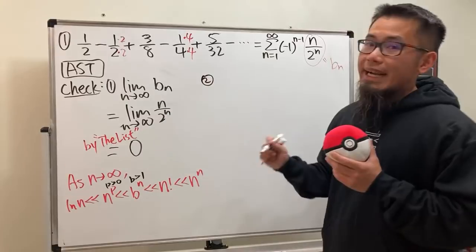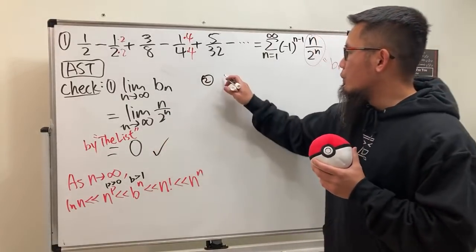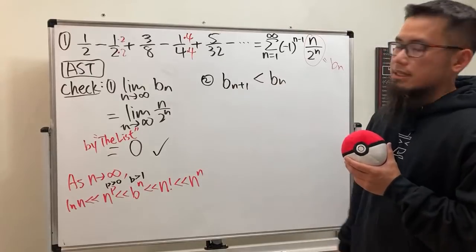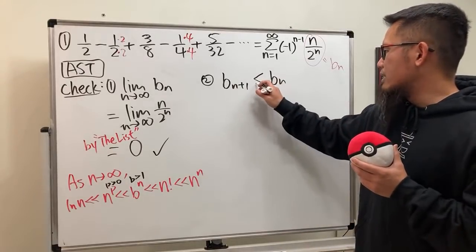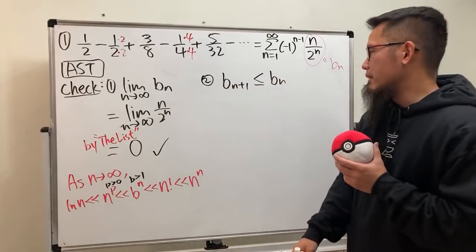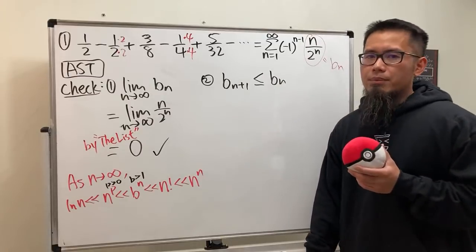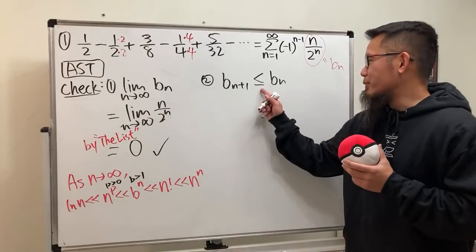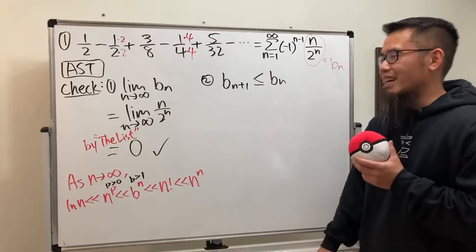Secondly, we are going to check if b_(n+1) is less than b_n or not. And you can put less than or less than or equal to, it doesn't really matter that much. But I have at least hundreds of videos where I put down less than or equal to, so I'll just keep it that way.